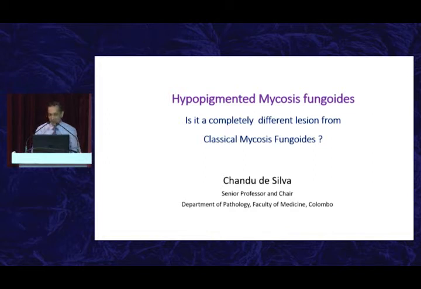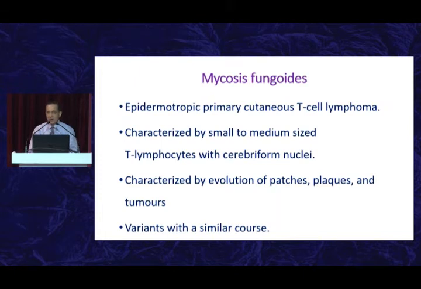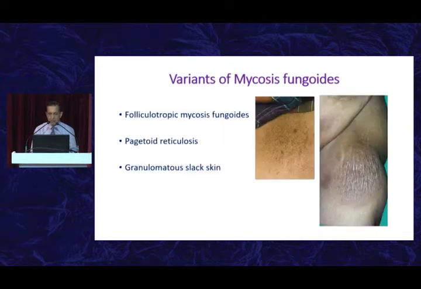So mycosis fungoides, the WHO defines it as an epidermotropic primary cutaneous T-cell lymphoma. Epidermotropic because the cells are going into the epidermis. And it's characterized by small to medium-sized T lymphocytes with convoluted cerebriform nuclei. It develops through patches, plaques, and tumors, and there are some variants like follicular mycosis fungoides, pagetoid reticulosis, and granulomatous slack skin, entities that we hardly see actually.